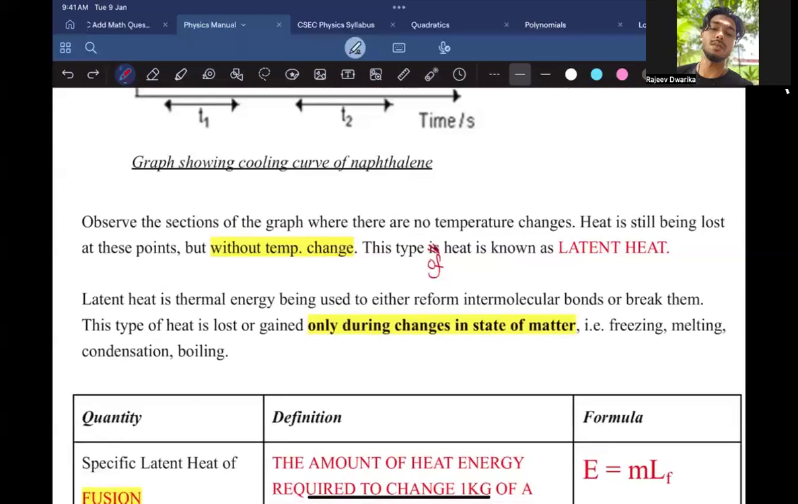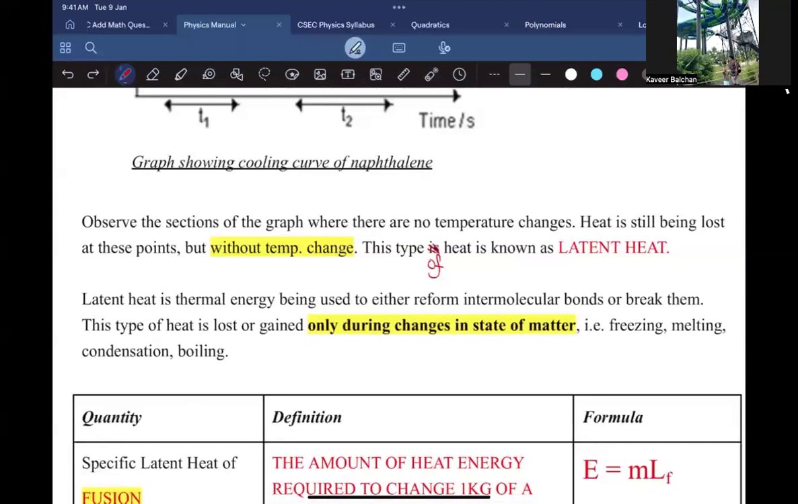Let me just say going from a solid to a liquid. Which one has stronger intermolecular bonds, the solid or the liquid? Solid. So if you're going from a solid to a liquid, what are you doing with the intermolecular bonds? Breaking them. And if you were going from a liquid to a solid, you would have to reform the intermolecular bonds, and that process requires energy.